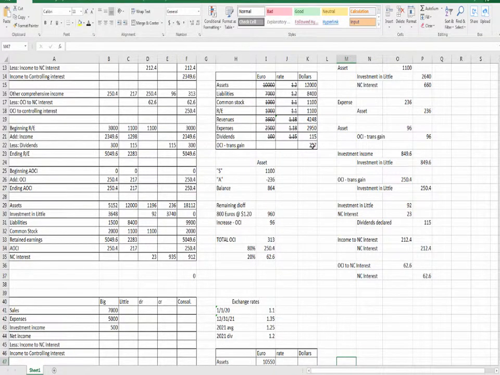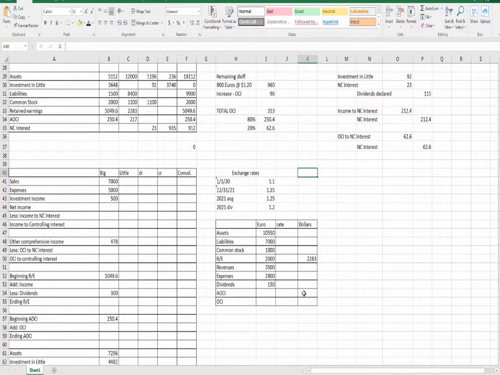Additionally, last year we had a $217 translation gain in order to make Little's dollar-denominated trial balance. That carries through as end of year 1, beginning of year 2, accumulated other comprehensive income. Again, we look at the worksheet and we see in the owner's equity section, Little has accumulated other comprehensive income of $217. So that's where we start out in year 2. Again, the convention is that AOCI is an equity account. If this number is positive, that's a credit. If it was negative, it would be a debit.